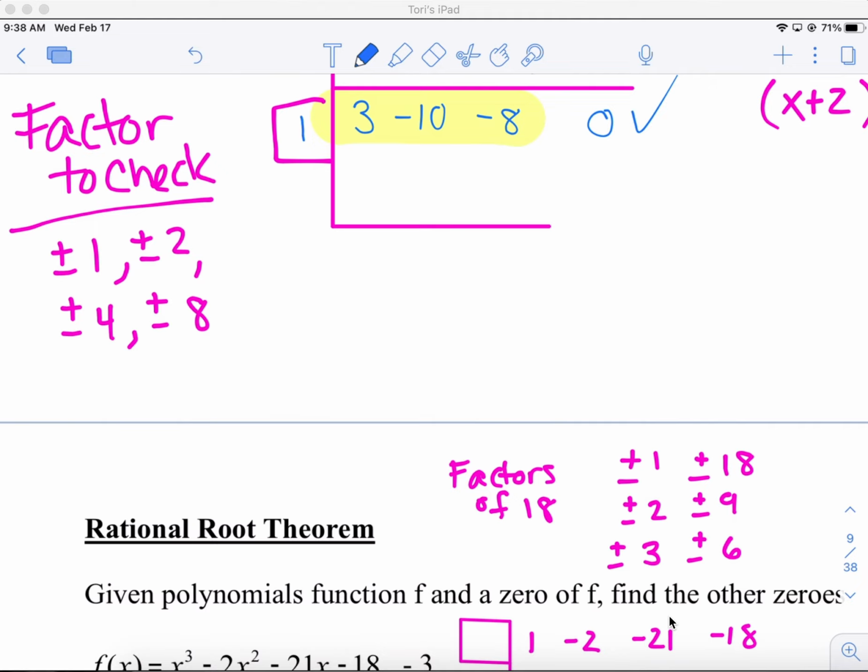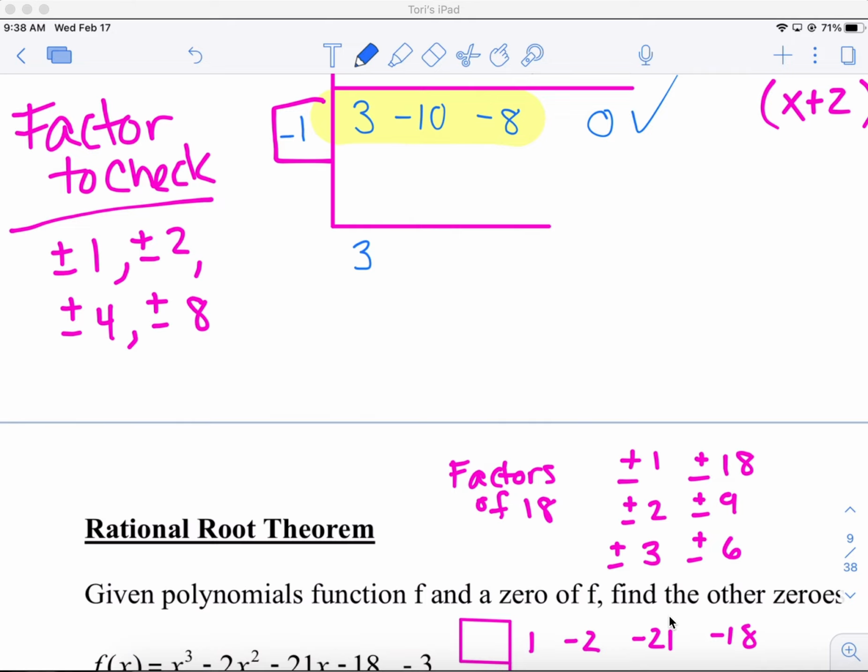So positive 1, I roll through this. Bring down the 3, multiply, add it together, multiply around, negative 7, and right now I already know that that's not going to work, okay? All right, so I can erase just these two and this one. While I've got the 1 in there, I'm going to give him a negative. Let's see if we can make it work with a negative.